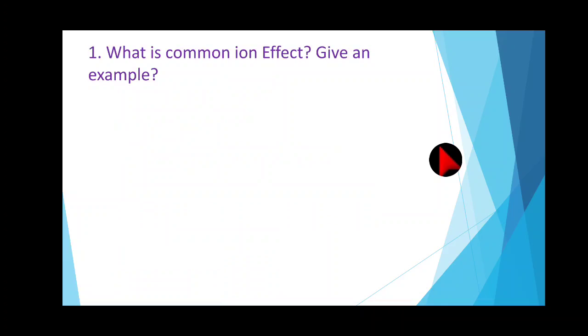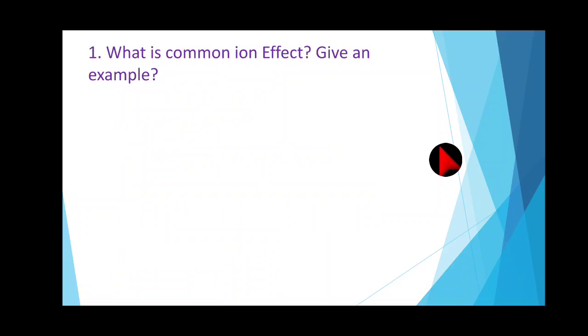Question number 1. What is common ion effect? Given example. Let us consider, you have to take two salts. The first salt is dissolved in water. If the salt is dissolved in water, we know that charge separation occurs. That's why the salt disappears. By the taste of the solution, we can identify the salt is dissolved, right?